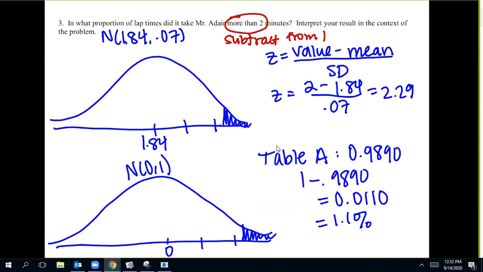But I just like, for myself, I use the pictures to help guide me on how I know when to subtract and when to not. Your picture is the guiding answer for that.